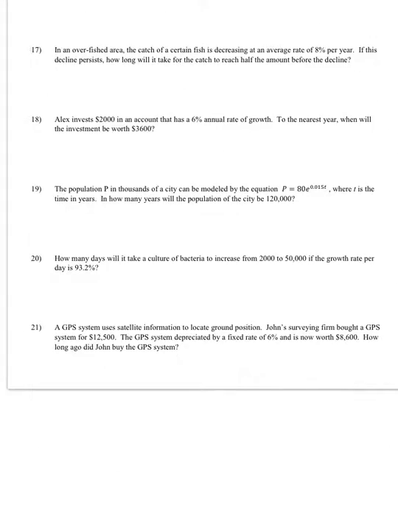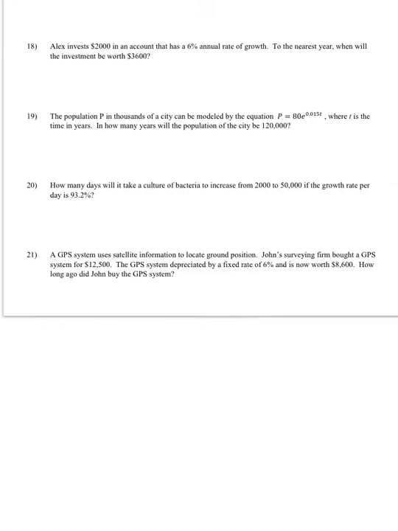Okay, let's go down. Last one we'll look at here is number 21. It says a GPS system uses satellite information to locate ground position. John's surveying firm bought a GPS system for $12,500. The GPS system depreciated, which tells me it's going to be decay. It's going to go down in value at a fixed rate of 6%, and is now worth $8,600. How long ago did John buy the system? So we're looking for T.